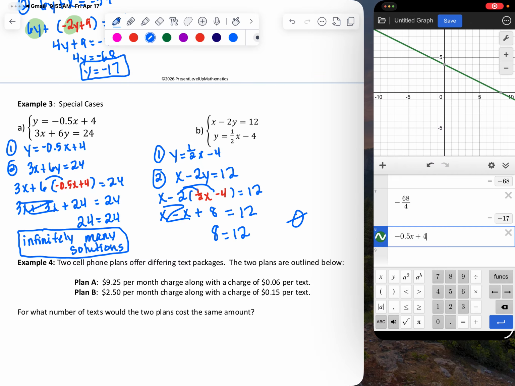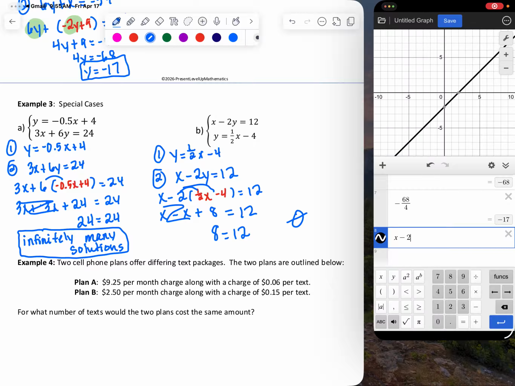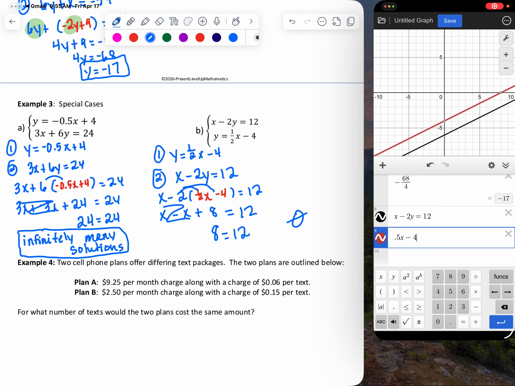Now, let me show you graphically why this system was no solution. So I'll type in my first equation, x minus 2y equals 12. So that's the black line. And then 0.5x minus 4, that's the red line. So these two lines, if we graph them, will never intersect. Therefore, there's no solution. So again, whenever your variables zero out and you're left with one number equals another number and it's false, that's no solution. So that's two special things that might occur when you're solving systems by substitution.